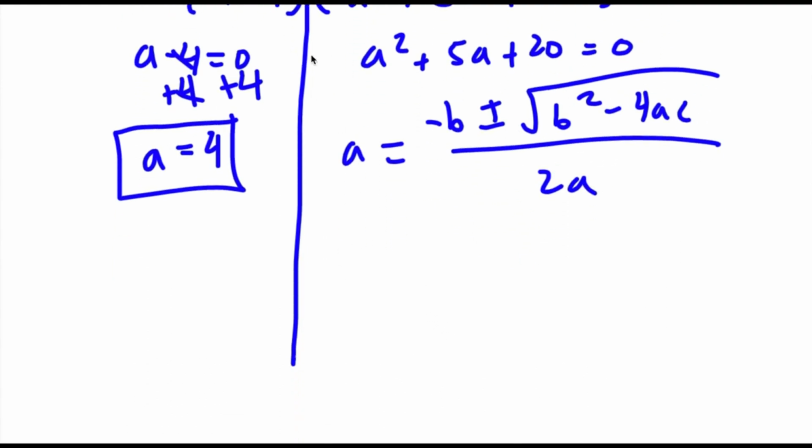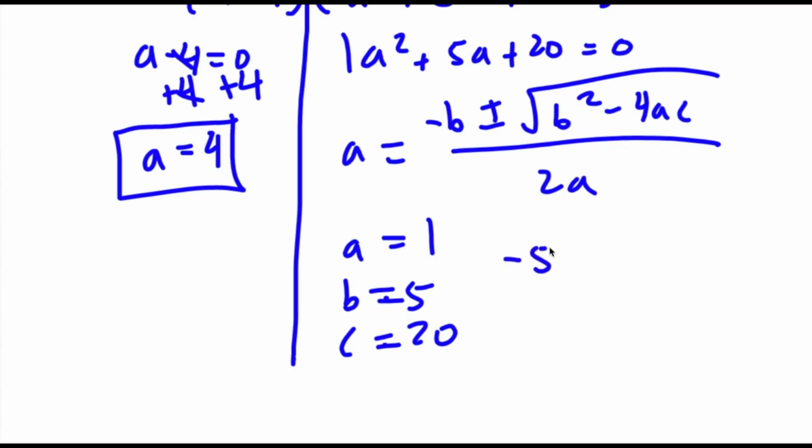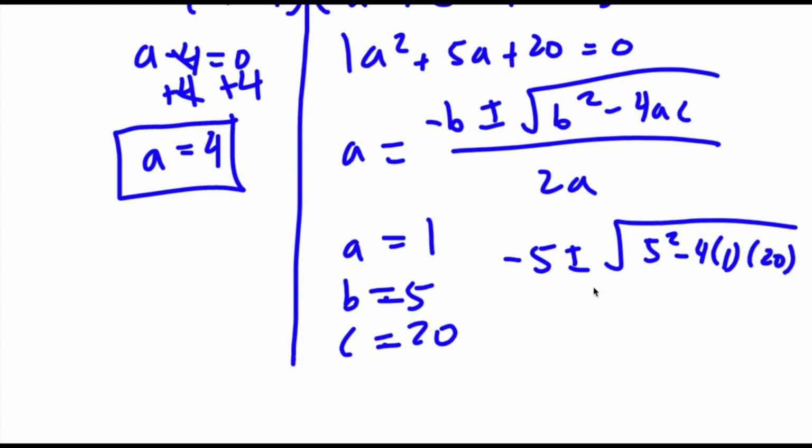Now in this case, a is equal to 1, b is equal to 5, and c is equal to 20. So now this would give me negative 5 plus or minus the square root of just normal 5 squared minus 4 times 1 times 20, all over 2a, so 2 times 1.